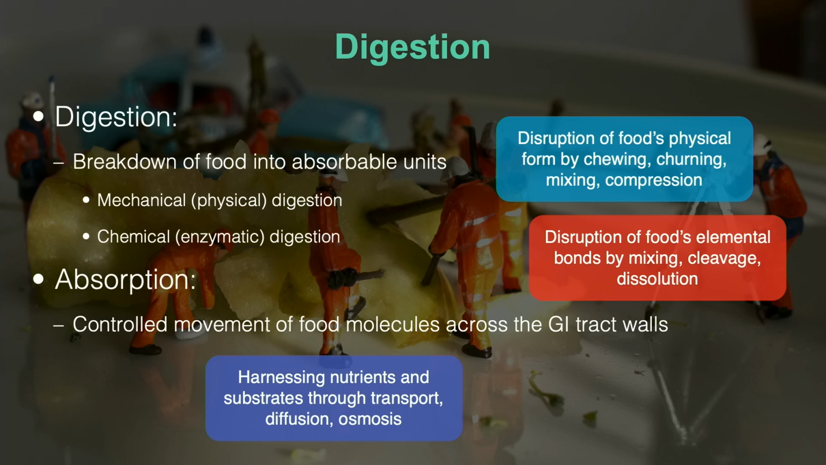So absorption is harnessing nutrients or energy through the processes of active transport, passive diffusion, osmosis, and we'll talk about those and how they result in the movement of these nutrients in turn when we get there. So mechanical and chemical breakdown, absorption, these describe those processes. This is where I want your mind to rest in this section.